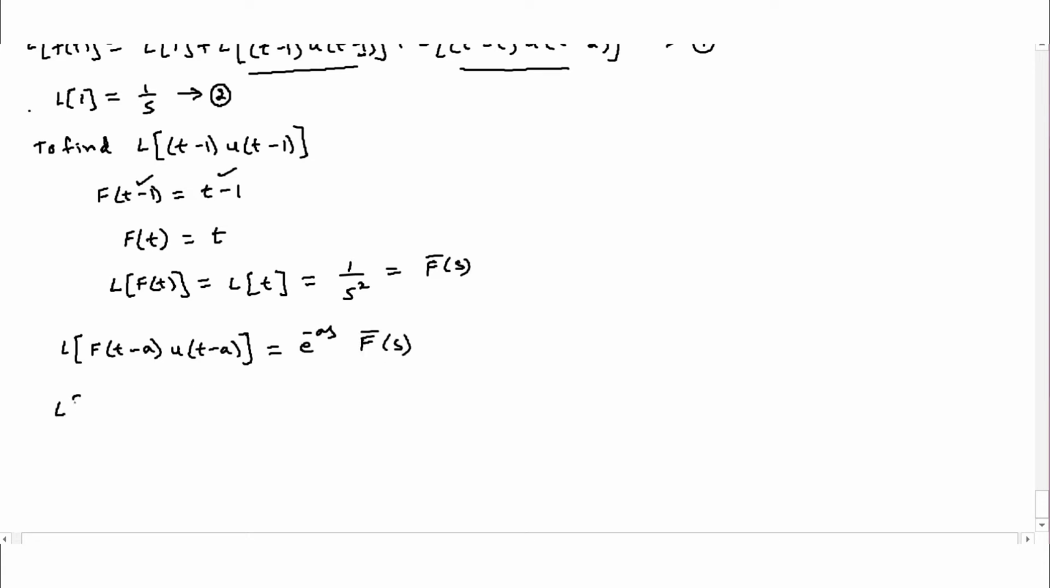We know the value of a, so a value in this case is 1, so t minus of 1 into u of t minus of 1 is equals to e power of minus, a value is 1, so 1 times of s, into f bar of s. Just now we have calculated that as 1 by s square.